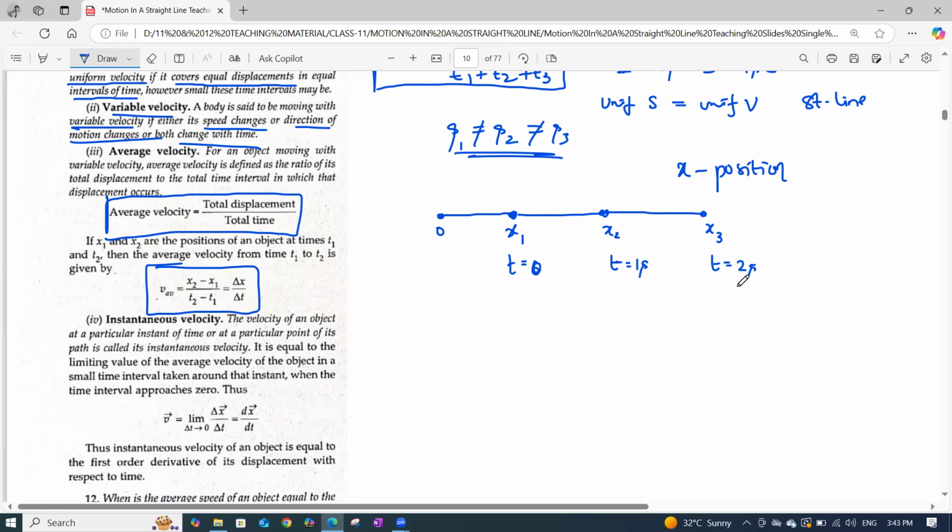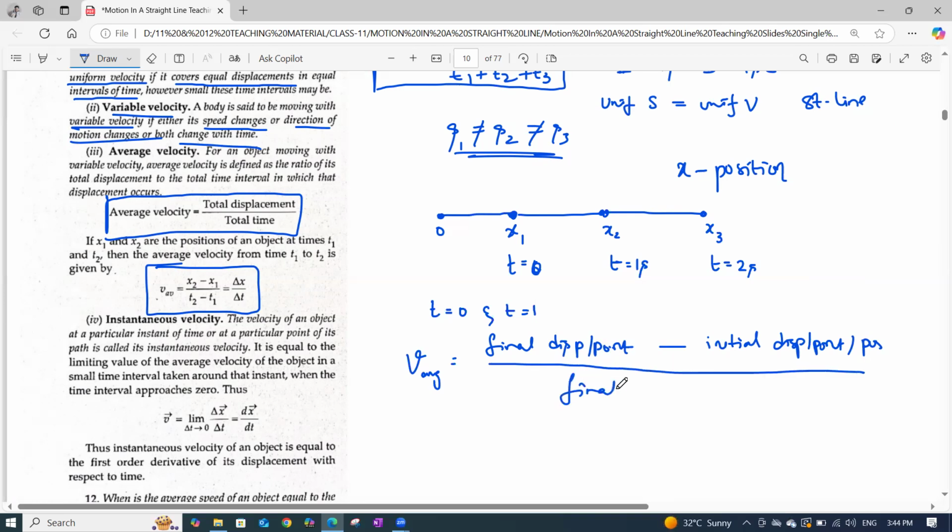Now, if I ask what is the average velocity in between the time intervals t equals 0 and t equals 1, in between these two time intervals, what is the average velocity? V average is equal to final position minus initial position, upon final time minus initial time.